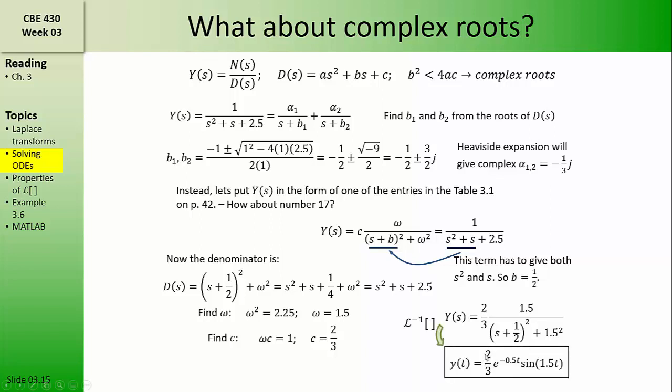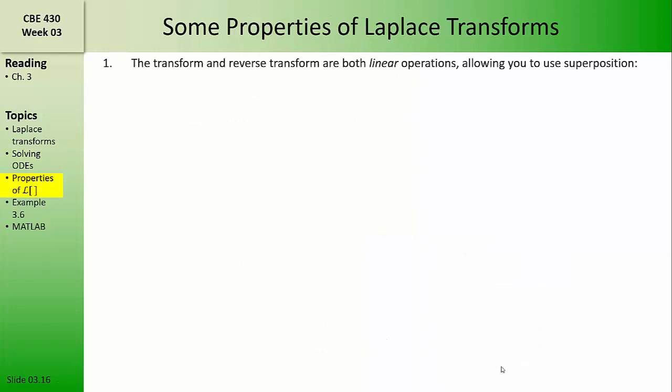Not surprisingly, we find that when we have complex roots of the denominator polynomial in the Laplace domain, that corresponds to oscillations in the time domain. In this case, the oscillations decay because the sine function is multiplied by an exponential decay. Next, we'll review some key properties of the Laplace transform.